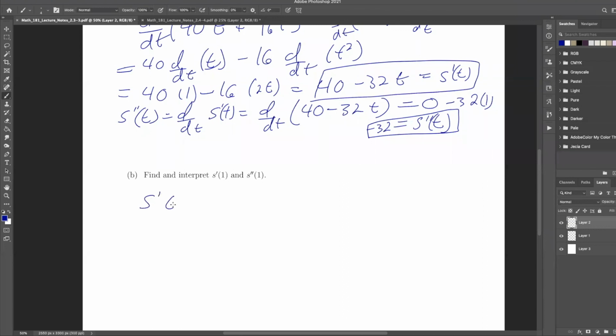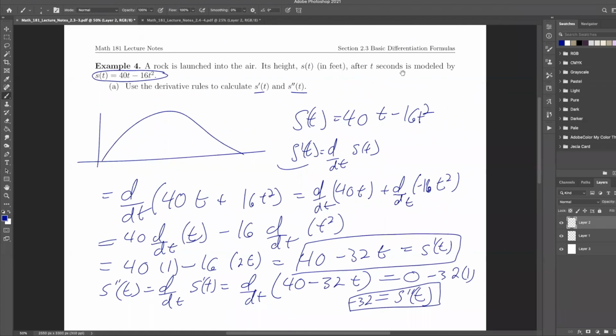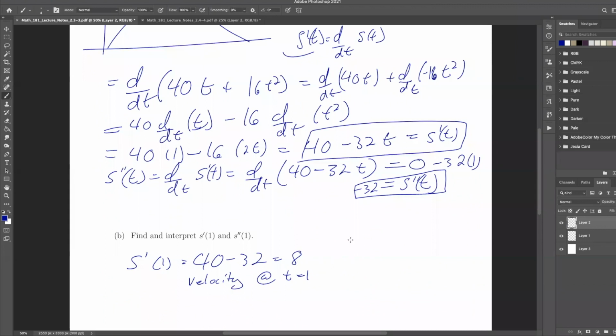So s prime of 1. If I plug 1 into here, I'm going to get 40 minus 32, which is equal to 8. And so that's what s prime of 1 is. And what does that mean? That is the velocity at t equal to 1. I assume that means seconds, so s in feet and t in seconds. So the velocity at t equals 1 is 8 feet per second, right? So that's what the velocity is.